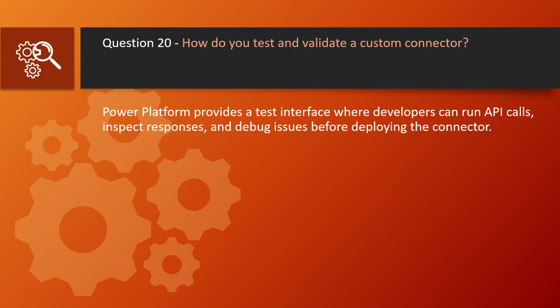How do you test and validate a custom connector? So Power Platform basically provides a test interface where the developers can run the API calls, inspect the response and debug whatever issues before deploying the connectors.